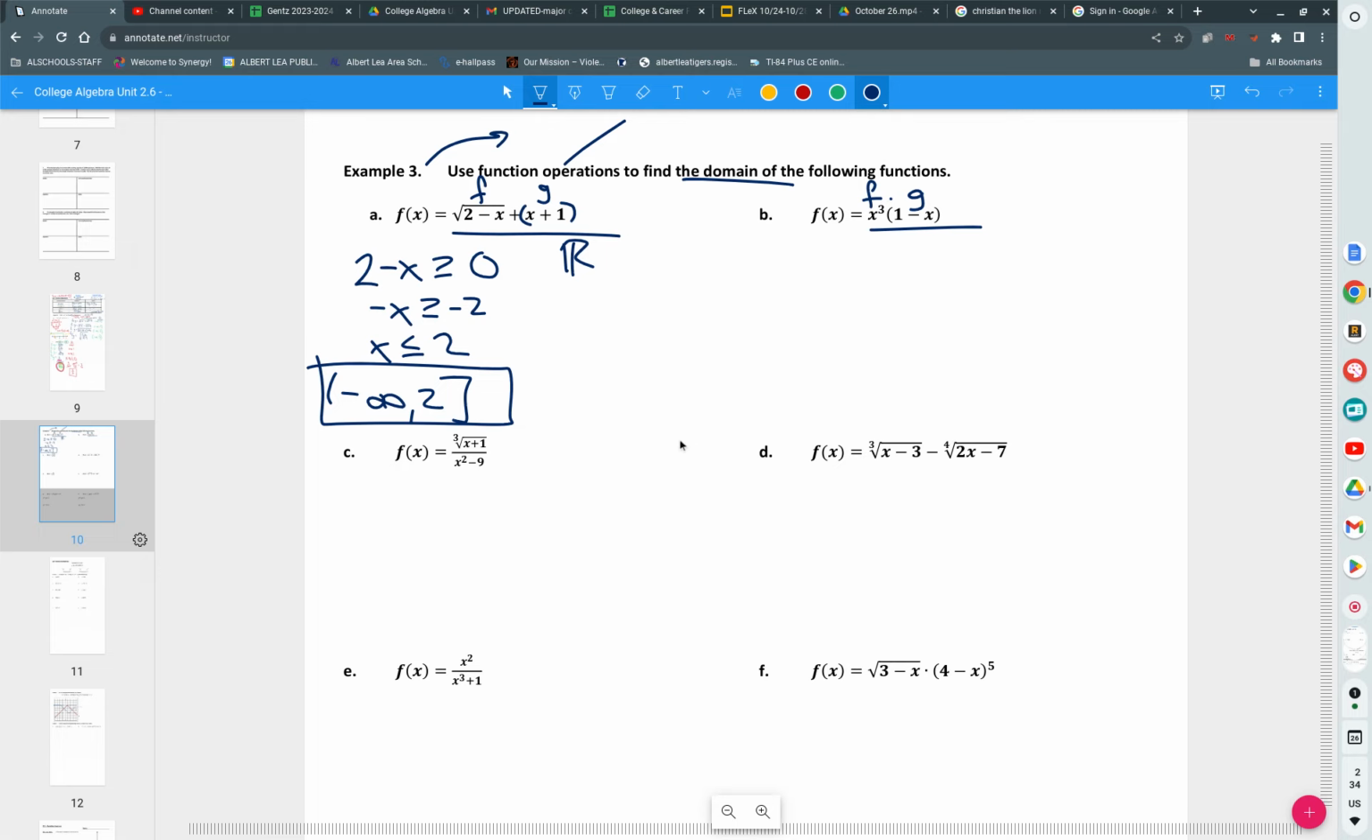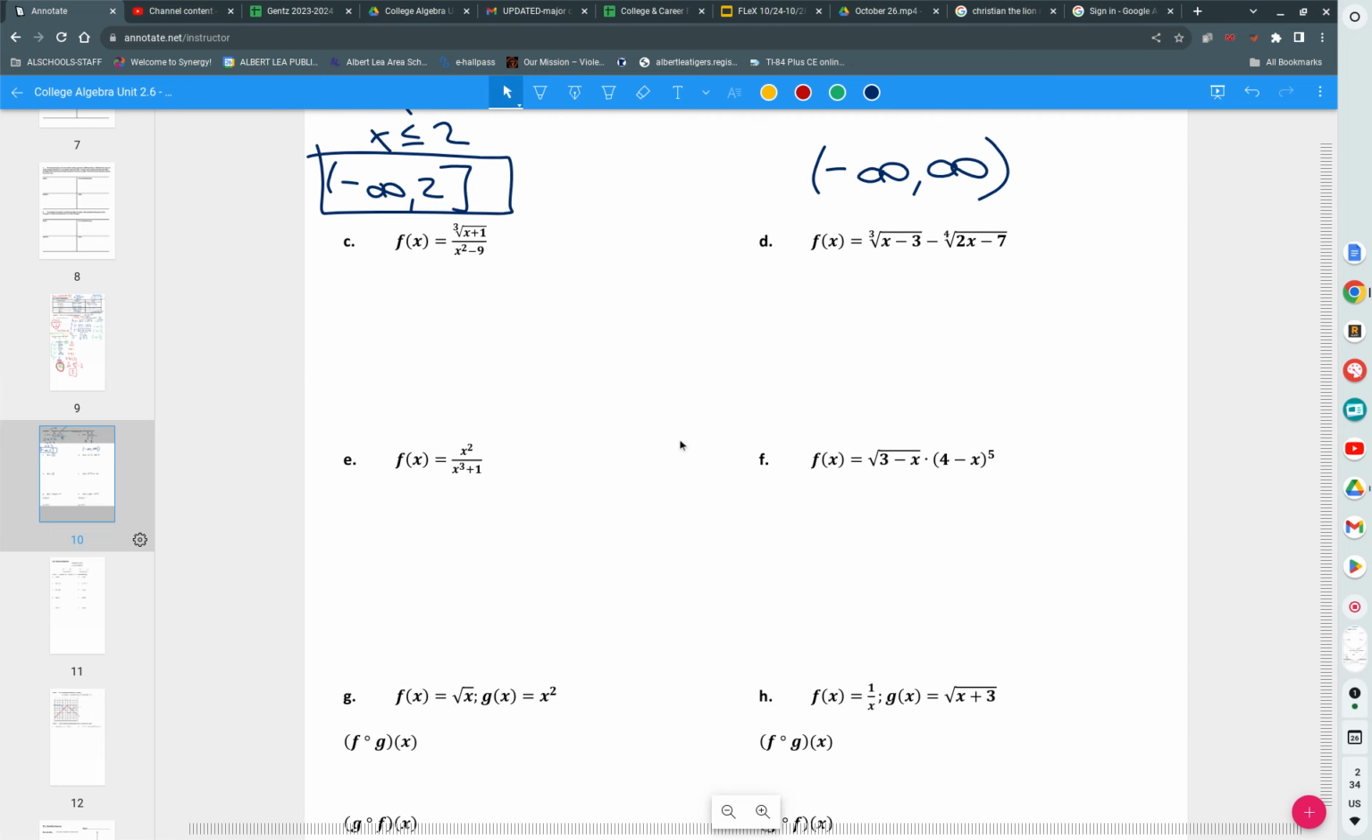What is the domain of x cubed? All real numbers. What is the domain of G? All real numbers. What is the overlap between all real numbers and all real numbers? So the domain is all real numbers. You can write that as all real numbers or negative infinity to infinity.